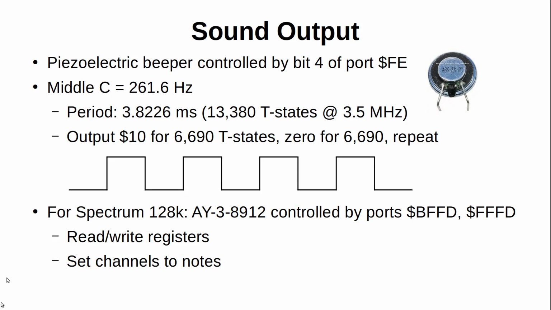To have the purest possible tone, we need to have a 50% duty cycle, meaning that the output should be high only half the time, or 6,690 T states, then low again for the same amount of time, and keep repeating for the duration of the tone.